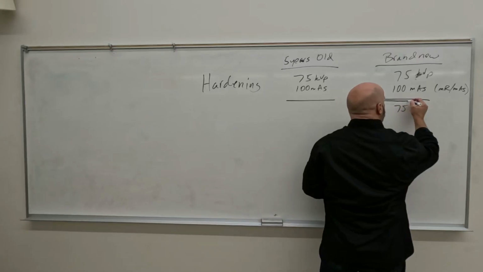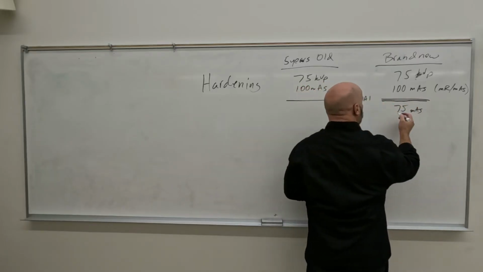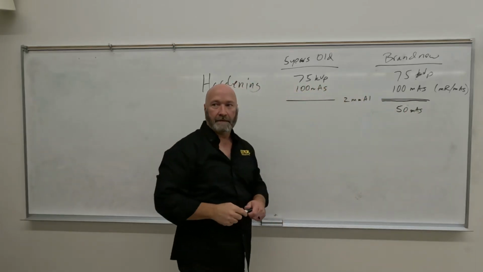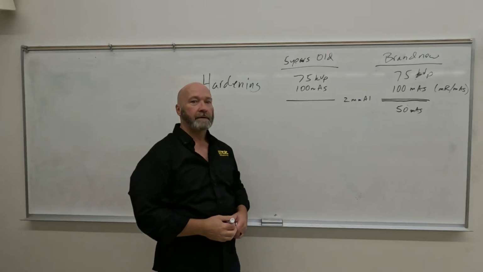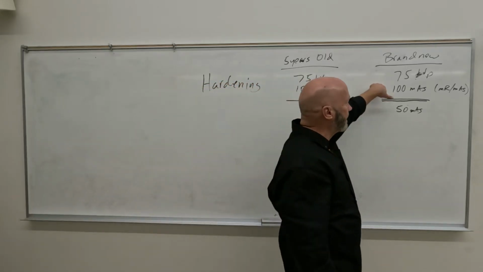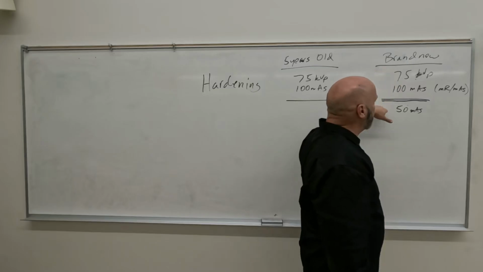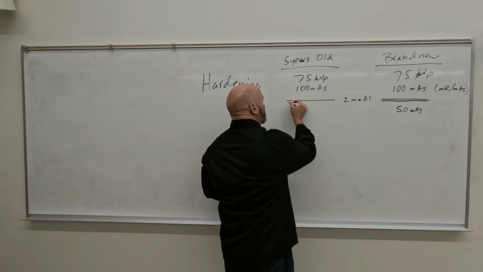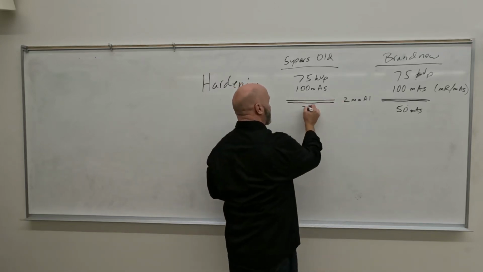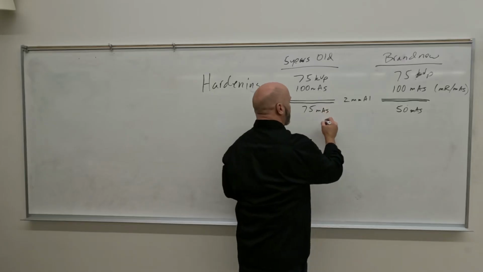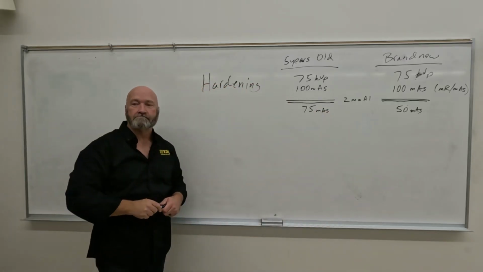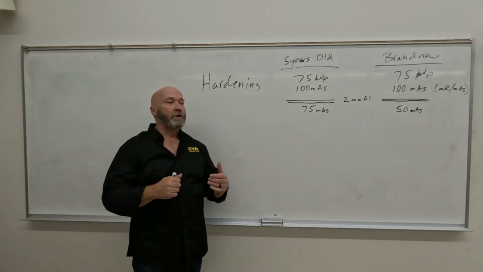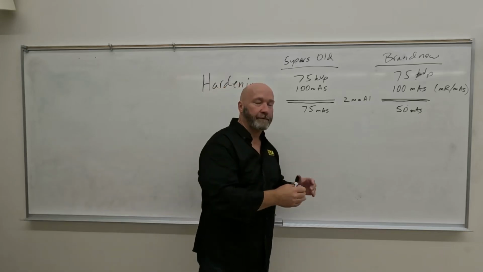So maybe we add 2 millimeters of aluminum, and now it's down to 50 mAs. Is that a half value layer? Yes. So the half value layer of a brand new x-ray tube is 2 millimeters of aluminum. Let's say we put those same 2 millimeters over here, and I'm down to 75. Am I at a half value layer? No. Okay, put that on a shelf for just a second.